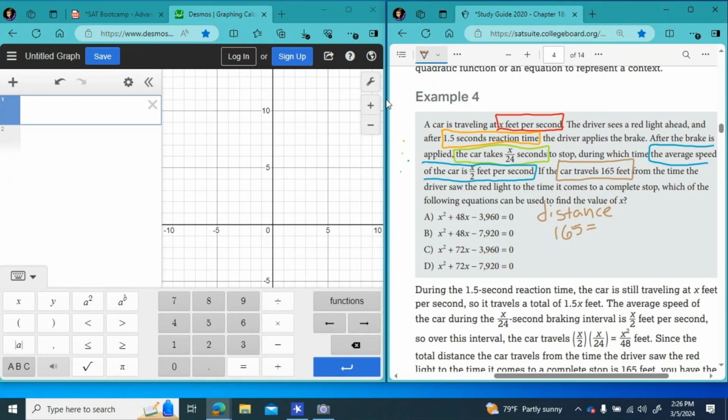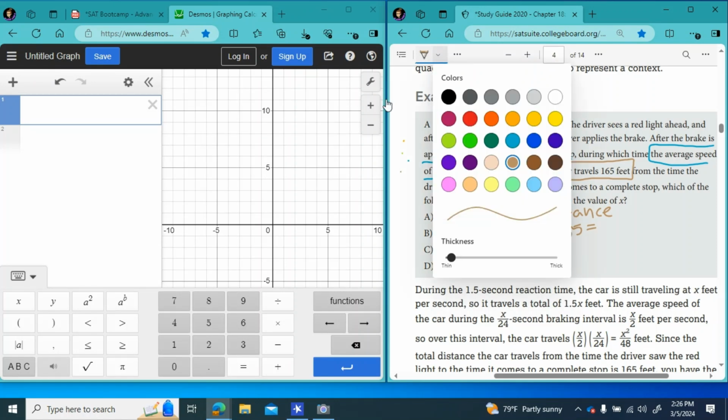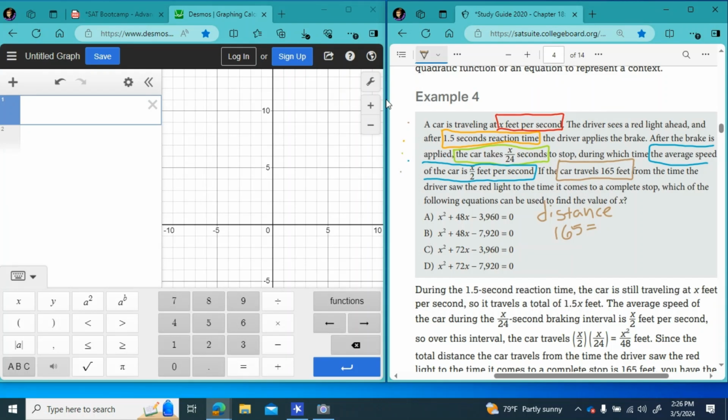And when you think about distance, we're going to think that our distance is our speed here that our car is going. So if our speed is X over 2, distance equals speed. So it's not just the speed you go, but how long that you're going that speed, right? The time. And our time is X over 24 seconds.